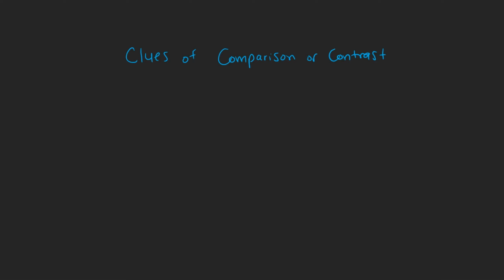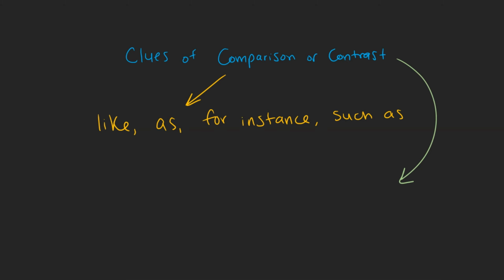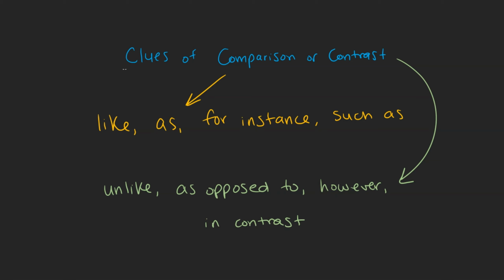In this video, we're going to break down how to use clues of comparison or contrast to understand words that we might not know the definition of. Comparison clues give us an idea of what the word is like, using phrases such as like, as, for instance, or such as. On the flip side, contrast clues give us an idea of what the word is not like. Look out for words like unlike, as opposed to, however, or in contrast.